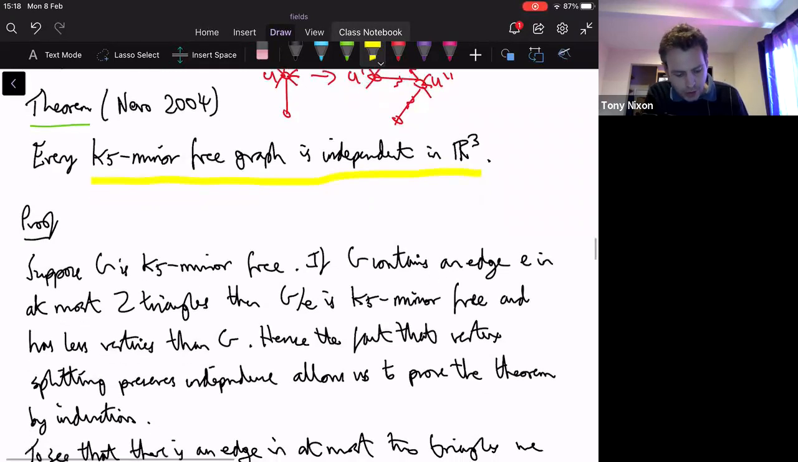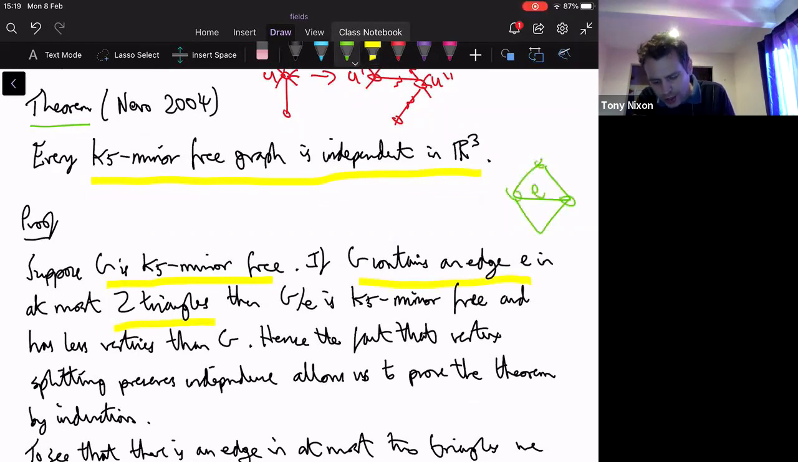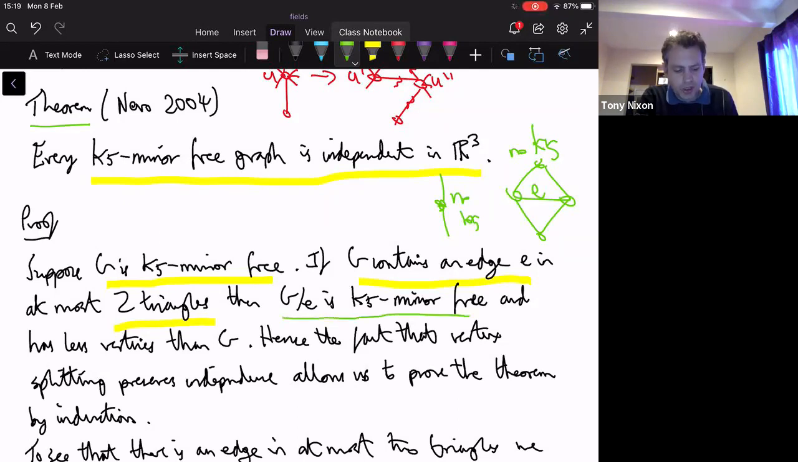Suppose I give you a graph with no K5 minor. If G contains an edge e in at most 2 triangles, then we can do a contraction of that edge e. Here it's in 2 triangles, but it could be in at most 2. We contract e. That's one of the operations in your definition of what a minor is. So we know that if G has no K5 minor, then the graph we get from contracting e will have no K5 minor. So we're still in the same class. So if G contains an edge in at most 2 triangles, then G contract e is K5-minor-free, and obviously it has fewer vertices. So we're set up to do an induction argument.